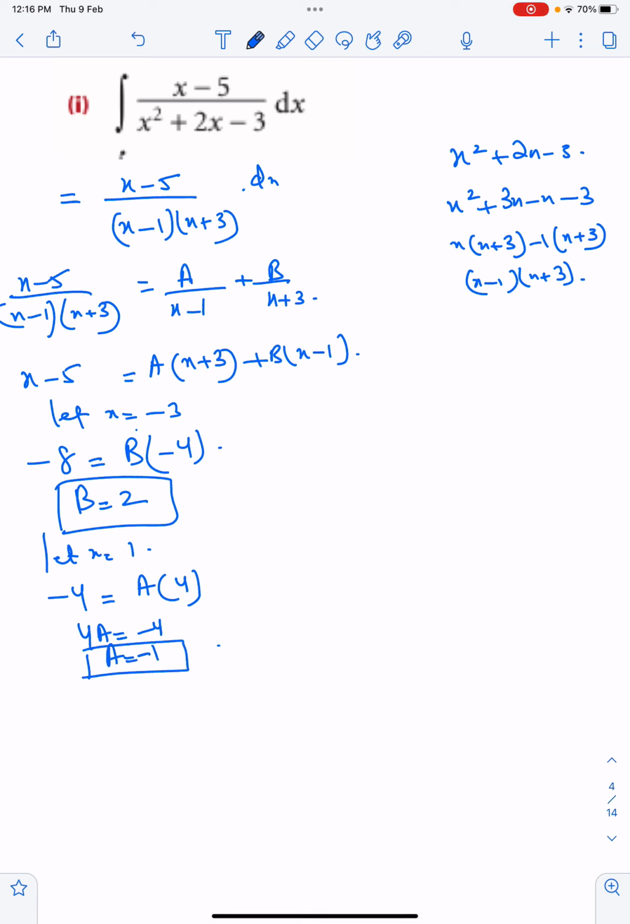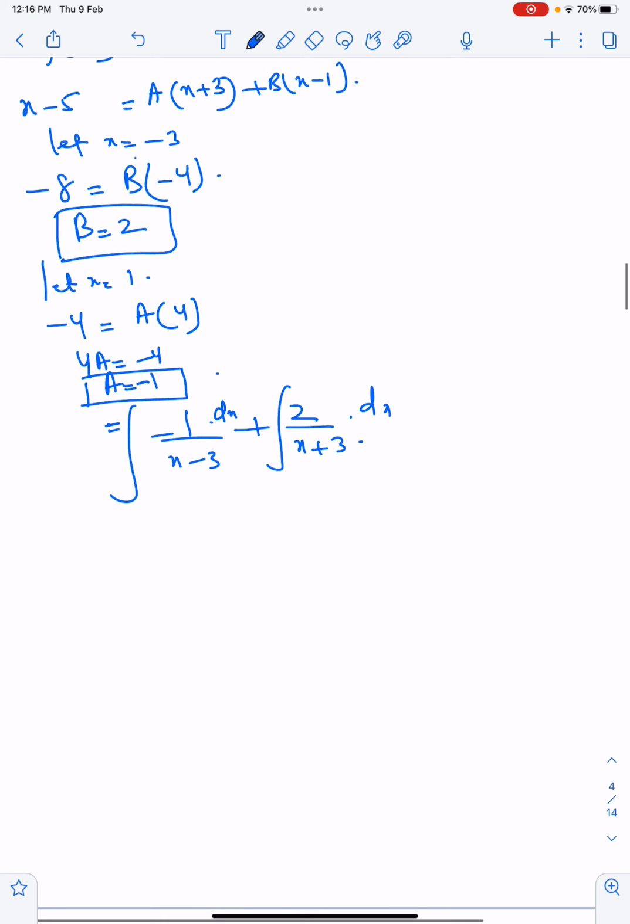Once I get the value of a and b, I can plug it into this. That means I can write a is negative 1 upon x minus 1 and b is 2 upon x plus 3. Now I have to start with the integration process. I am dealing with both of them separately.